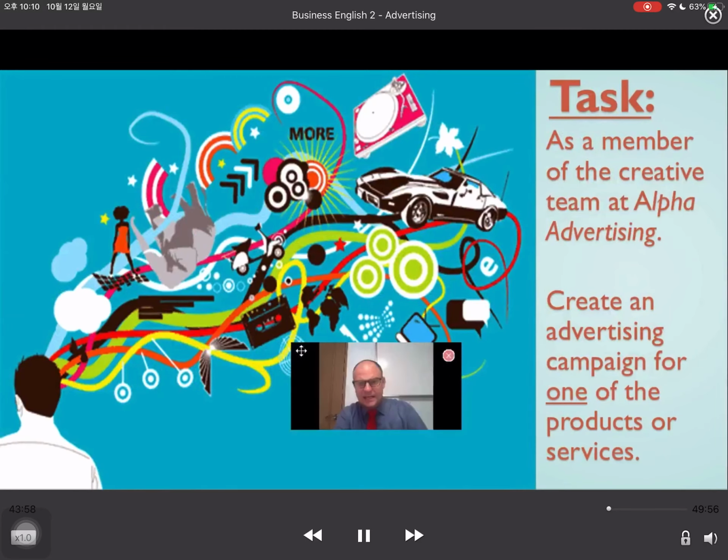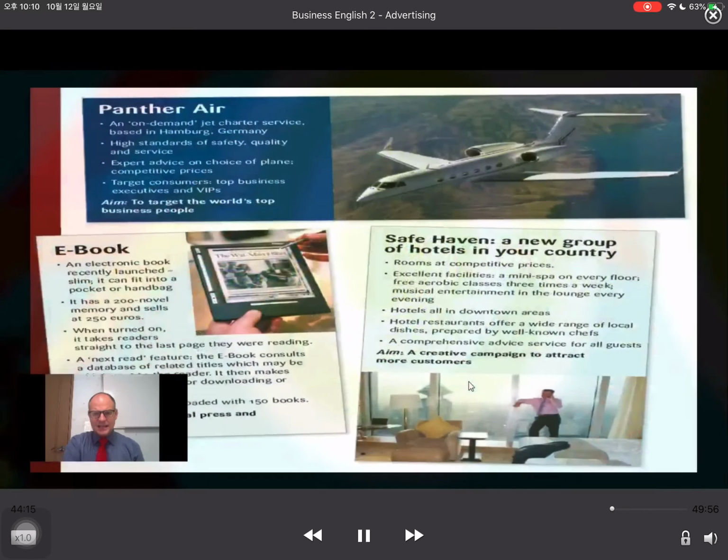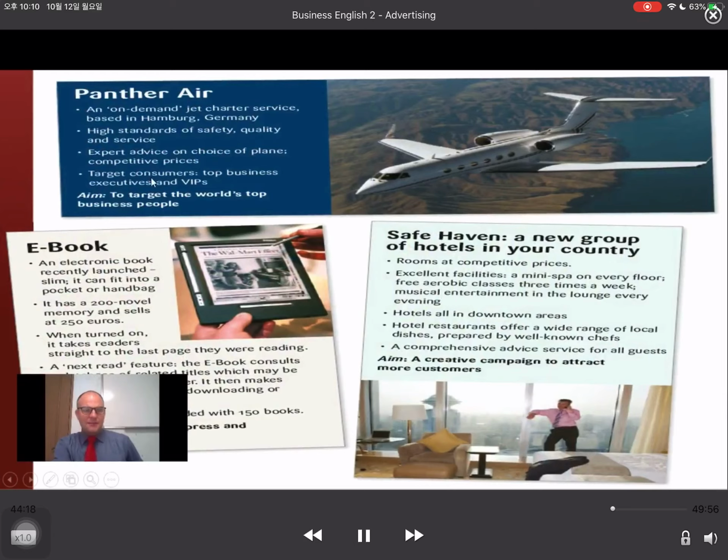And the task is, as a member of the creative team at Alpha Advertising, create an advertising campaign for one of the products or services. So you have to create an advertising campaign for either Panther ebook or Safe Haven hotels. There's lots of information there for you to read about and find out about those. So you have to create a campaign for one of these.